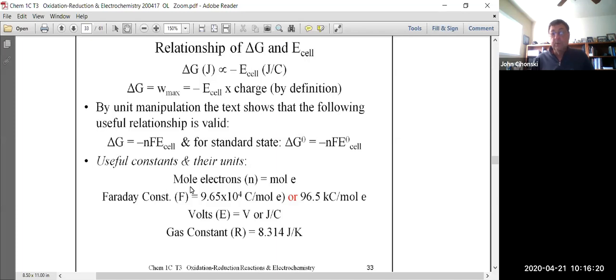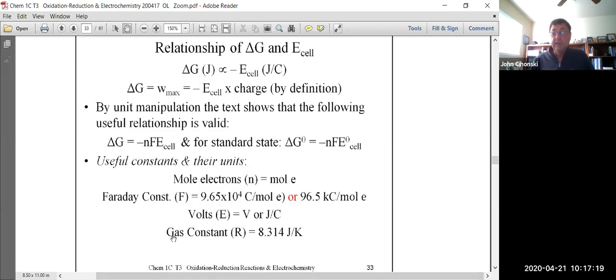Some definitions here. We know what a mole of electrons is. The Faraday is just saying how many coulombs are in a mole of electrons, and it turns out there's about 9.65 times 10 to the fourth coulombs per mole. Okay, now it is very convenient as well to convert this number to kilocoulombs per mole. Now, what we have to keep in mind is when we're putting a number in for F, if everything else is in joules, we need to use this number, okay? Otherwise, this turns into kilojoules, and we end up crossing units, and the answer is off by several orders of magnitude, okay?